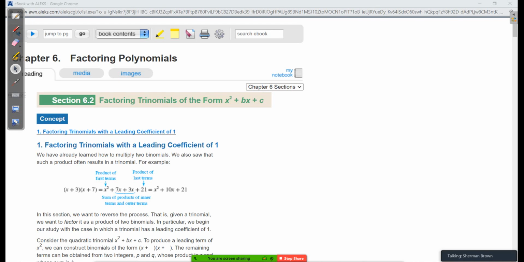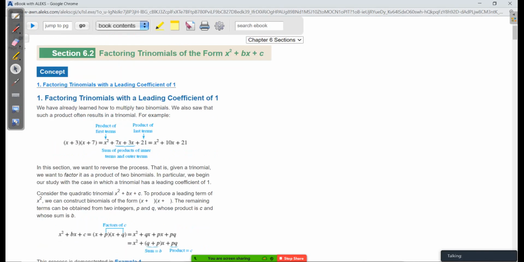All right, so today's 6.2 and 6.4. We're talking about factoring trinomials of the form x squared plus bx plus c, and we're also going to be factoring polynomials where we have a value of a that is greater than 1. The first thing, factoring trinomials with a leading coefficient of 1, as mentioned.